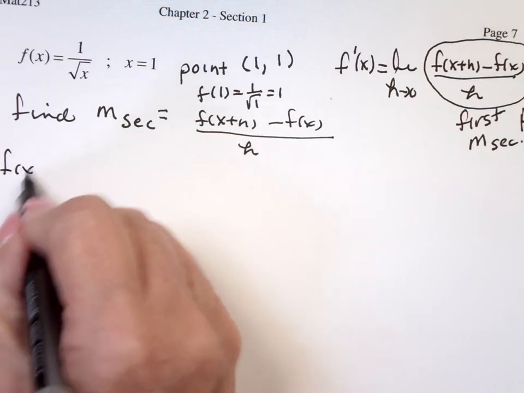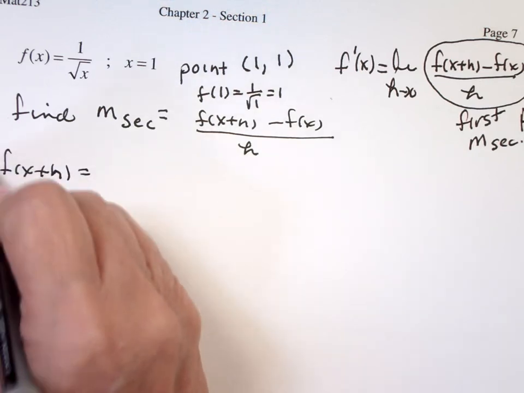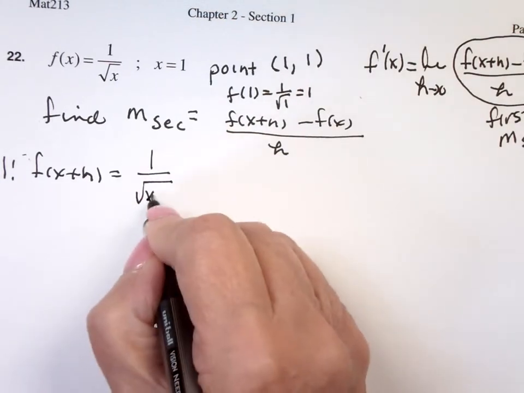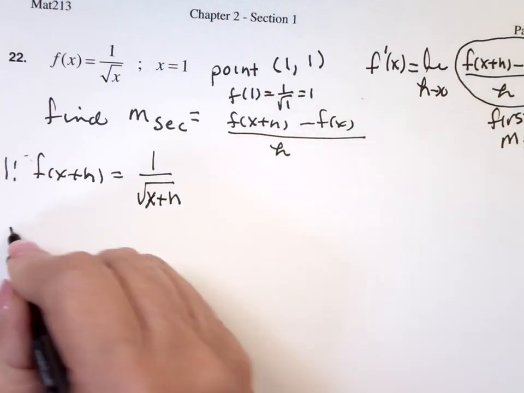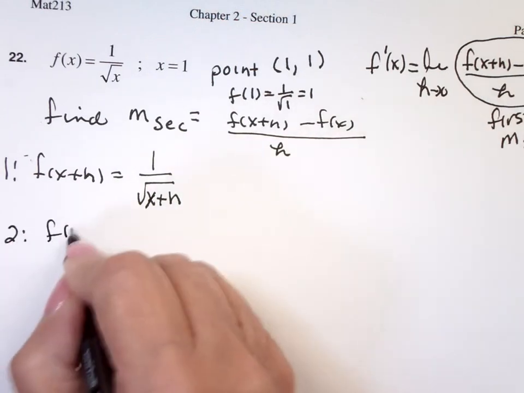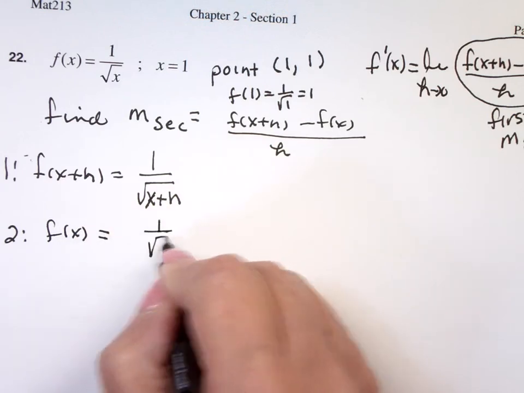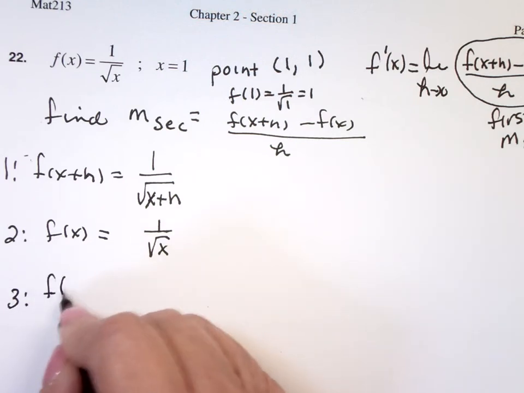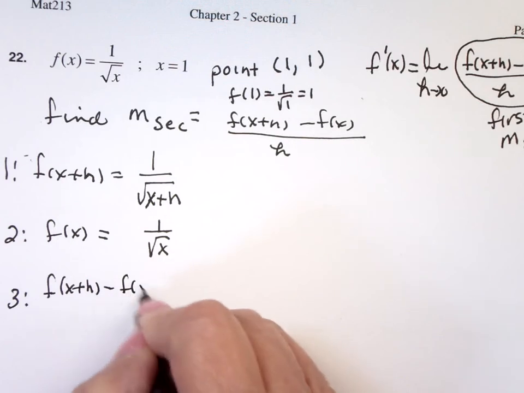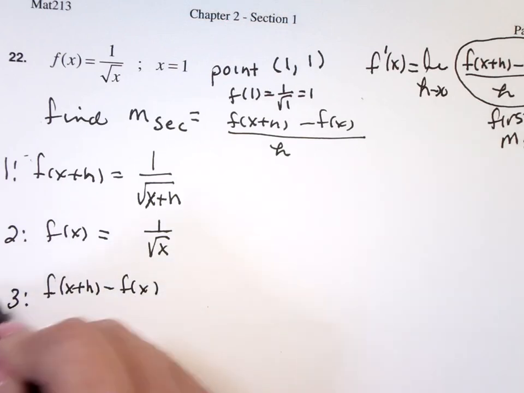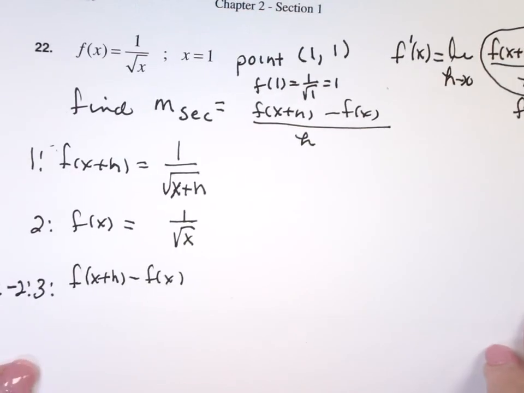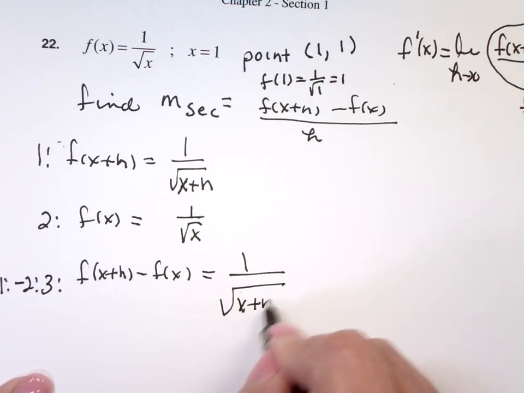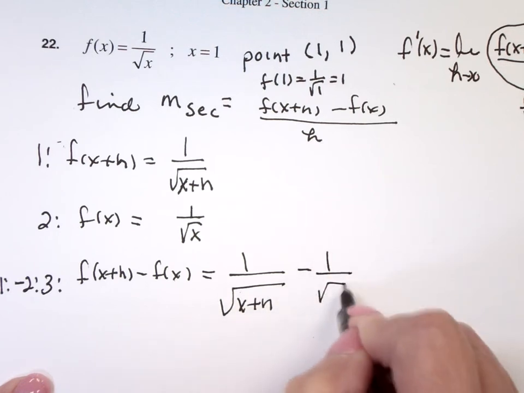So, f of x plus h is, that's step 1, 1 over the square root of x plus h. Can't do anything with that. f of x is the original problem. And then I have f of x plus h minus f of x. That's step 1, subtract step 2. 1 over the square root of x plus h minus 1 over the square root of x.